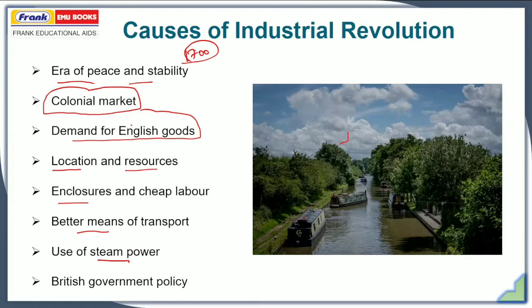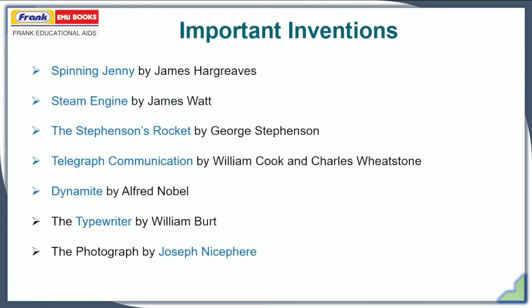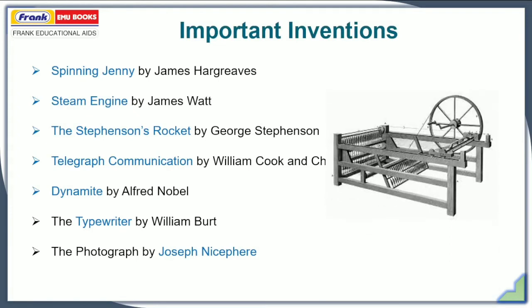So these were the causes of industrial revolution. Now we are going to have a look at the important inventions. First was spinning jenny by James Hargreaves.